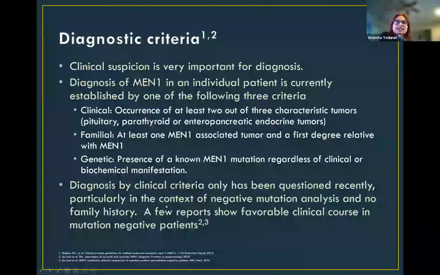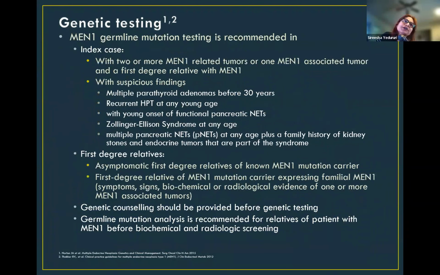And then people are questioning the diagnosis based on clinical context only, because some patients, as I said, don't show mutations, and those patients supposedly show a favorable clinical course. So again, when is genetic testing recommended? In all index cases, when there are two or more MEN1-related tumors, and a first-degree relative also.